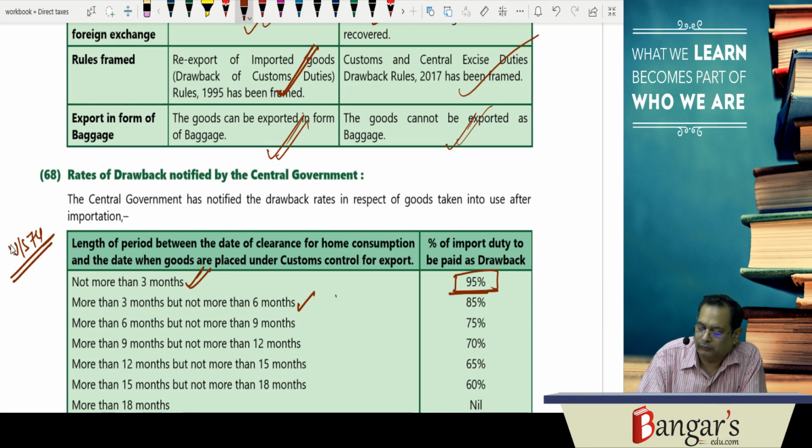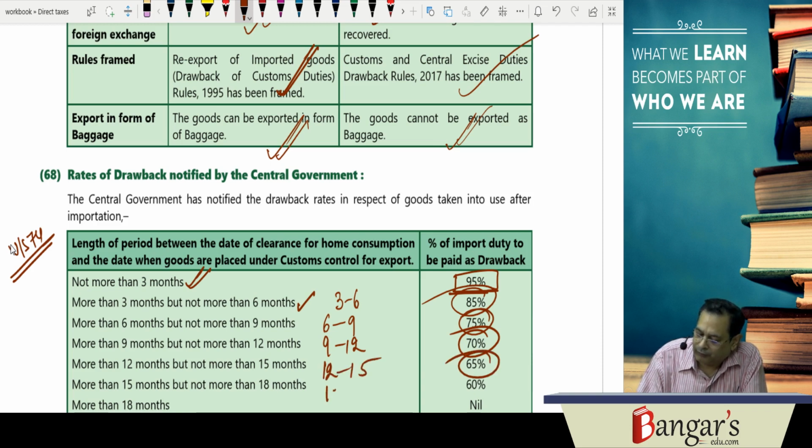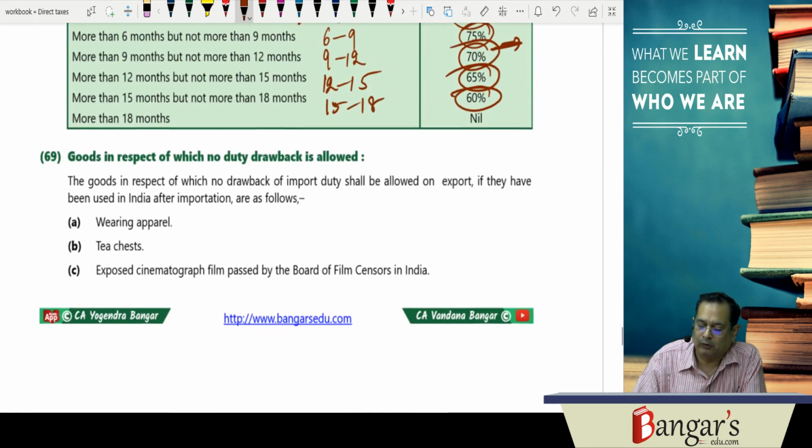3 to 6 months, it is 85%. 6 to 9, it is 75%. Then 9 to 12, it is 70%. Then 12 to 15, it is 65%. 15 to 18, it is 60%. So initially it is 95, 85, 75. Then not 65, it is 70. Remember that. Okay? The 3 months time span you have to remember. After 18 months, drawback will not be allowed.